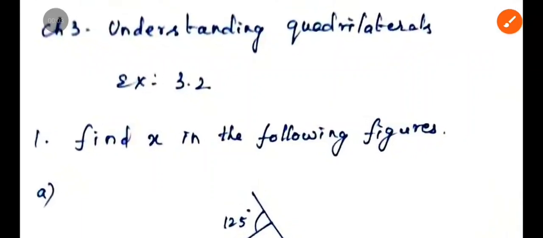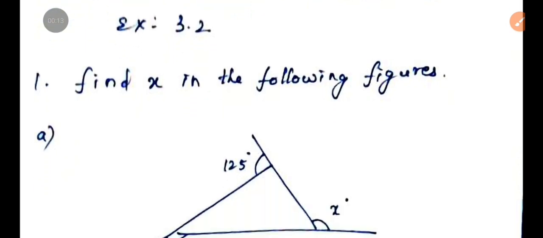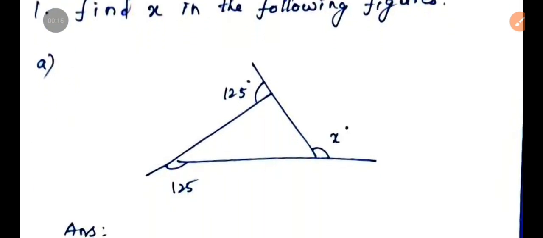Next chapter, chapter number 3, Understanding Quadrilaterals, exercise 3.2. First problem, find x in the following figure. Here one figure is given, we want to find the value of x. What type of figure is given? Which angle is given, interior angle or exterior angle? First we have to identify those things.